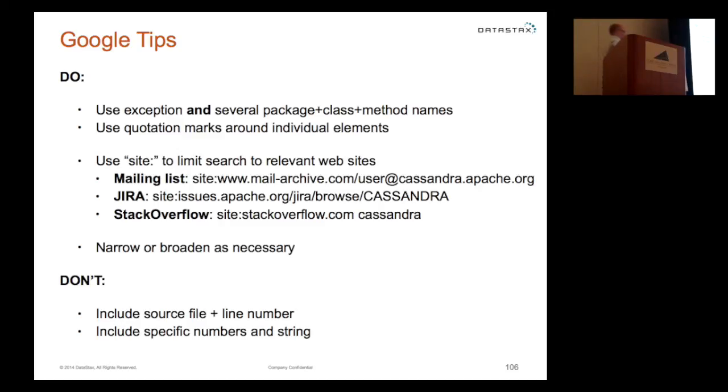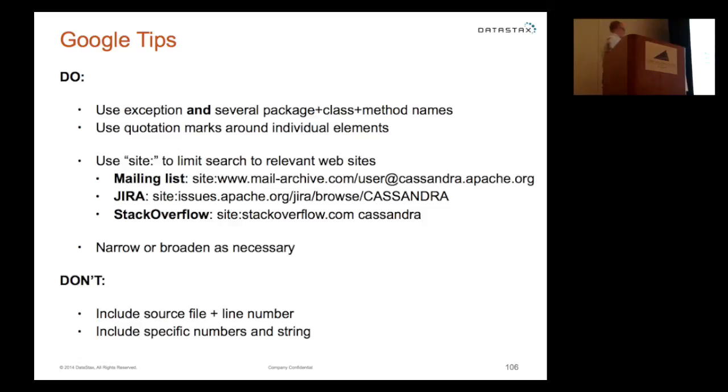And then use the site feature on Google to limit your search to relevant websites. And some of the most useful ones for Cassandra would be the mailing list, the Jira, where bugs are filed, and then Stack Overflow. And for Stack Overflow, you would probably also want to include the keyword Cassandra so that you're only finding things that relate to Cassandra.